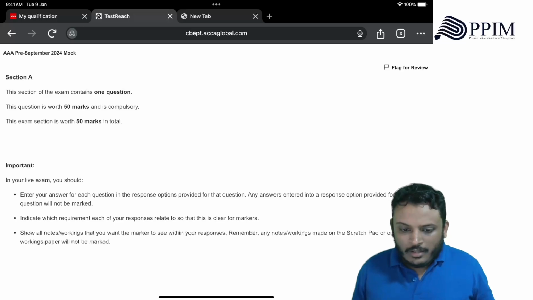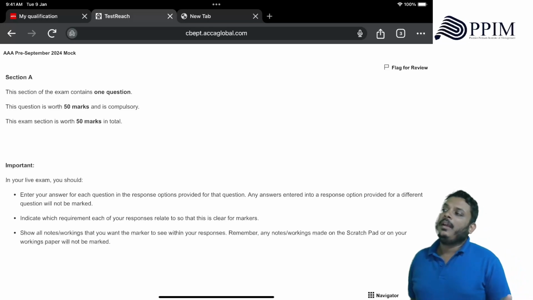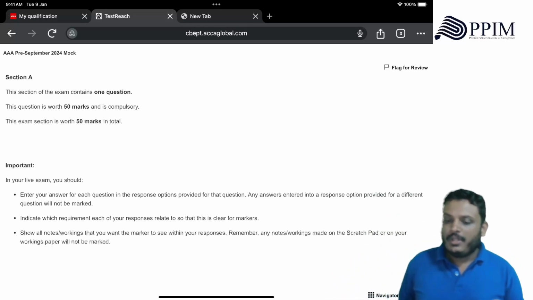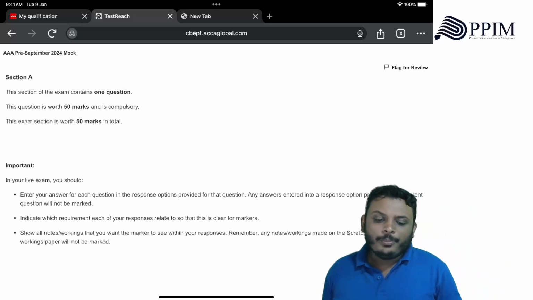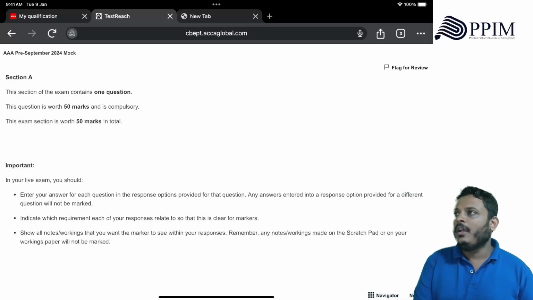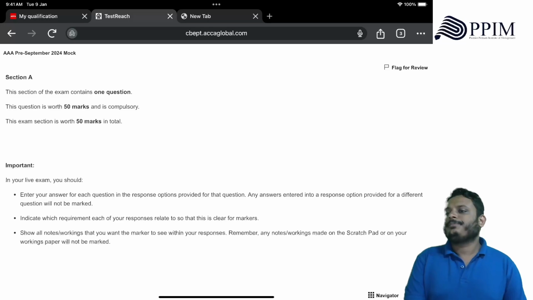Right. So the Advanced Audit and Assurance pre-mock: Section A consists of 50 marks, and Section B consists of 25 marks, 2 questions. So today we're going to discuss Section A and Section B of the pre-mock. I hope you can understand the principles clearly, and whatever we discussed in the class. I hope you were able to catch up on all those things, right? Fine.